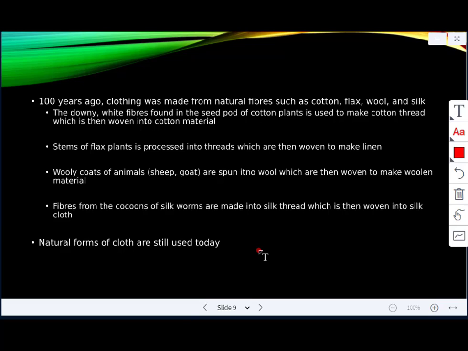Other natural fibers, for example, wool from animals like sheep and goats, are spun into wool thread, which was then woven together to make woolen material. And then lastly, fibers from the cocoons of silkworms were made into silk thread, and then woven together to make silk cloth. These natural fibers are still used today. T-shirts, for example, are still made from cotton.